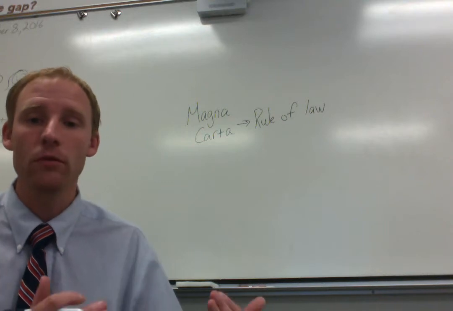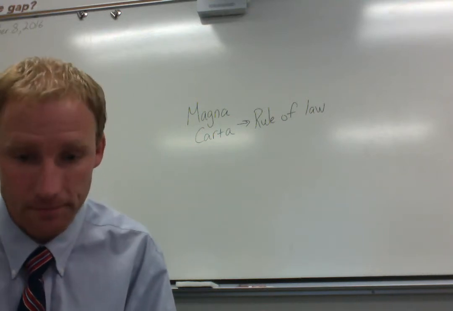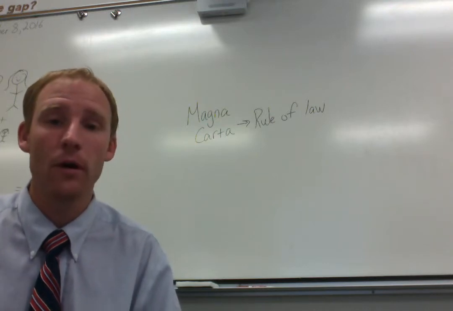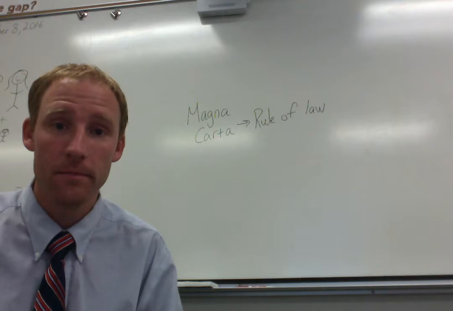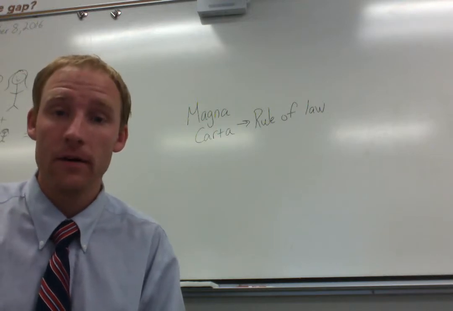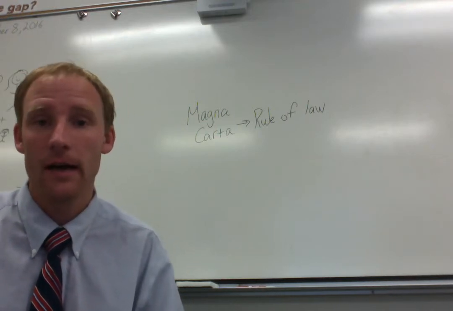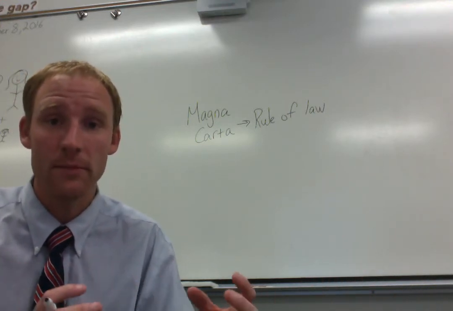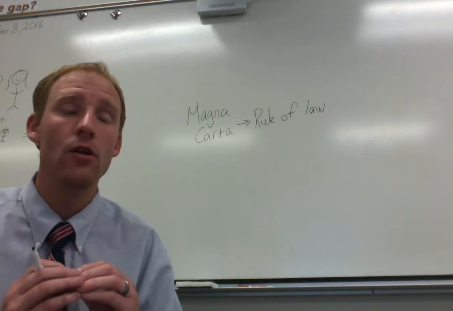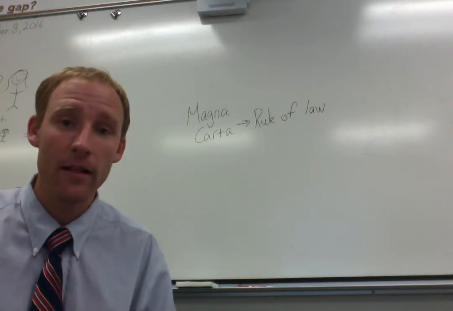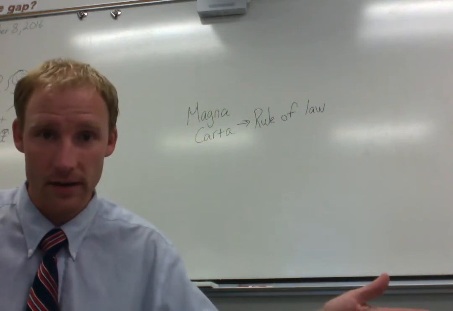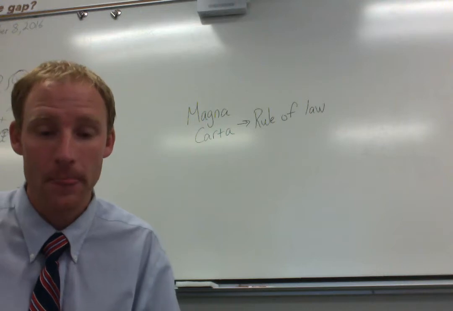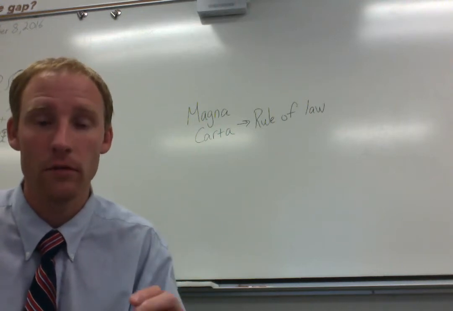So how do we see rule of law in our government today? Well, in our country, everyone has to follow the same laws, even the president, right? So probably our best analogy to a king would be the president, right? This person with the most power. And in our country, no one is above the law. Everyone follows the same laws. Even the president has to follow the laws, or he can be removed. Okay? So the Magna Carta gives us the idea of a rule of law.